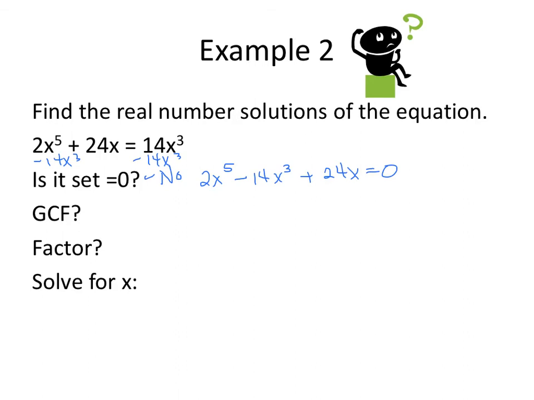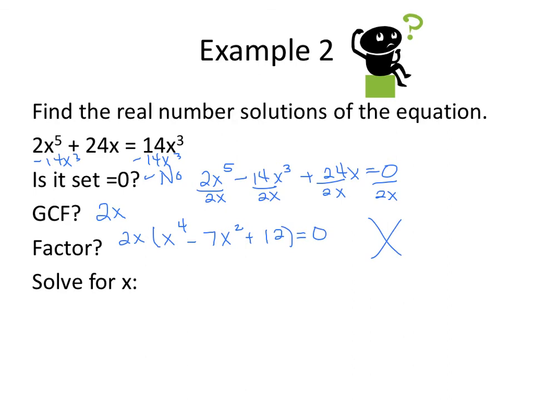Does it have a GCF? 2 goes into all of them. So does x. So if I factor it, we're going to have 2x. And you actually have to divide on this side over here too, but 0 divided by anything is always 0. So this will be x to the 4th minus 7x squared plus 12 equals 0.